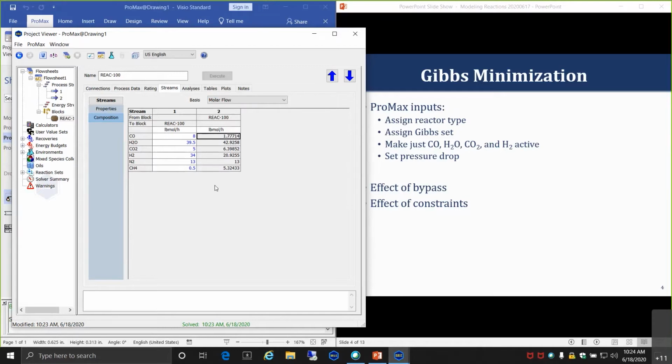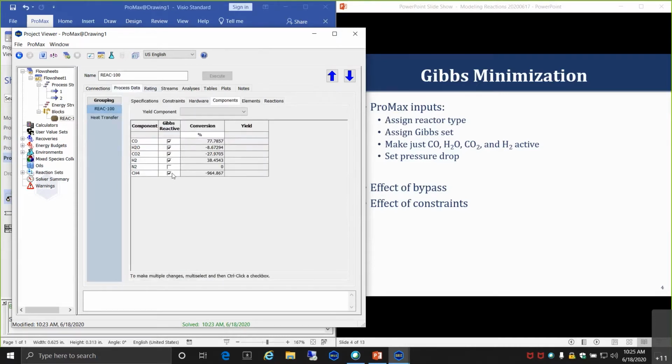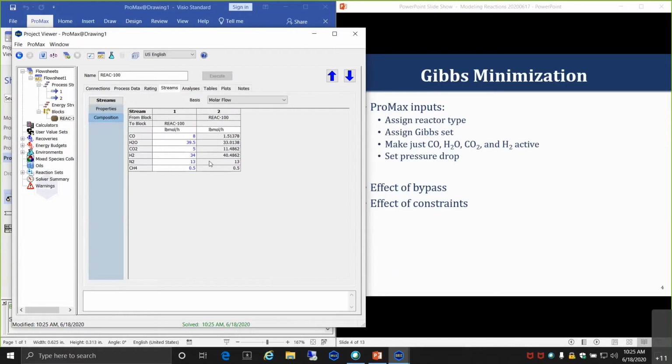Which species you allow to be Gibbs reactive can change what is going on in your system. And so if you want to be fairly specific on what is allowed or not allowed to react, you will need to make sure that you have correctly set this up. Without that methane being reactive, we get the production of hydrogen rather than the consumption of hydrogen.